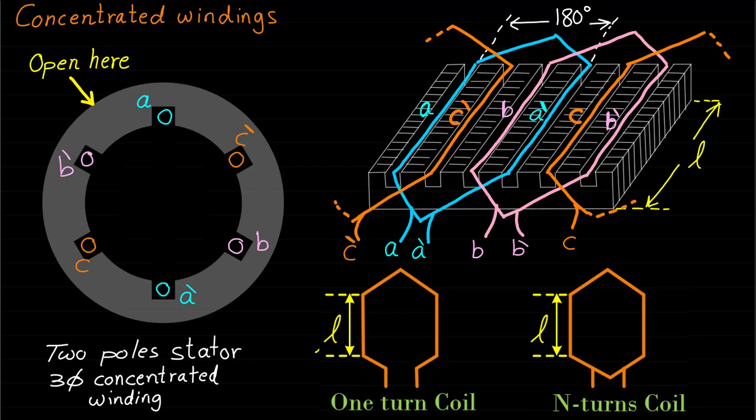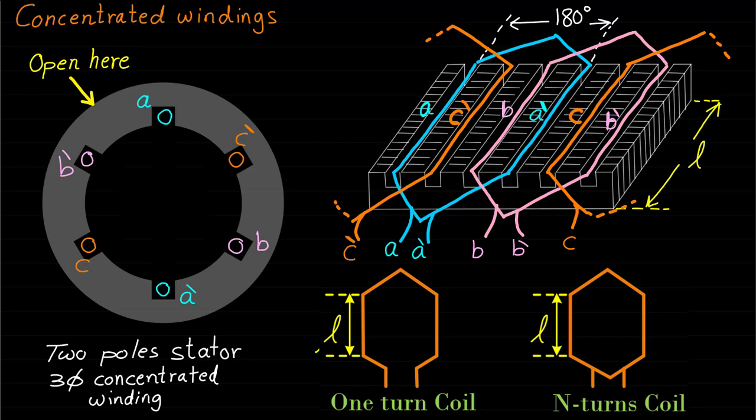Now let's focus on phase A. Phase A is implemented with only one single concentrated coil using N turns. Basically, phase A winding is called concentrated winding because it is implemented using only one coil of N turns. Each side of the coil is installed or concentrated in only one slot. Note that phase B and phase C are implemented in the same way as phase A.